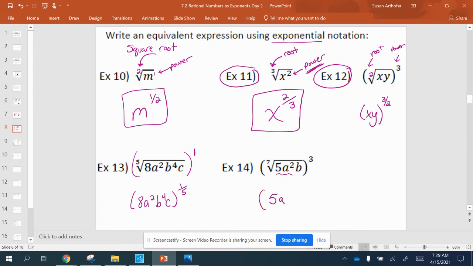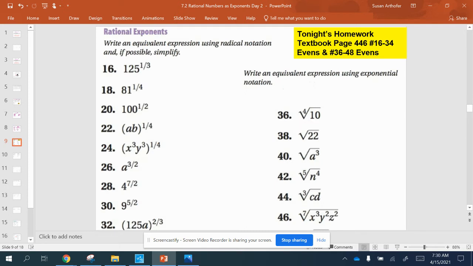Okay, so we're going to take the inside stuff and put it in parentheses, power over root. The outside number 3/7. And that's it. That's all you have to do. If we want you to take it from a radical and write it with an exponent, that's it. You don't have to make it any harder than that. It's the final answer. Okay, so this is your homework.